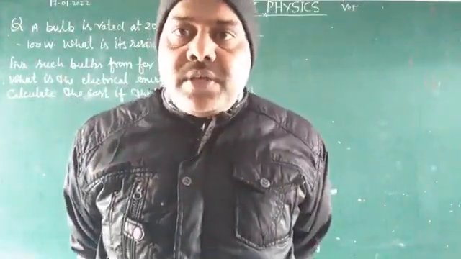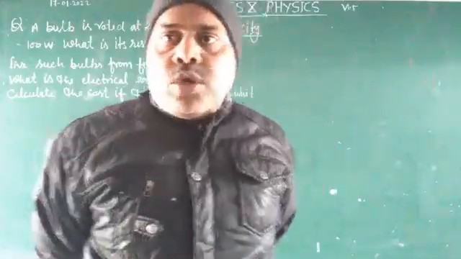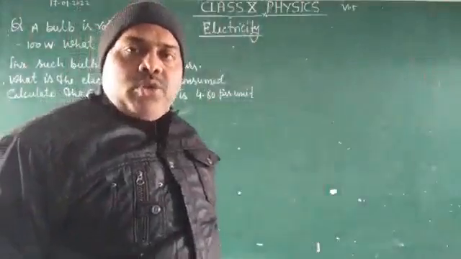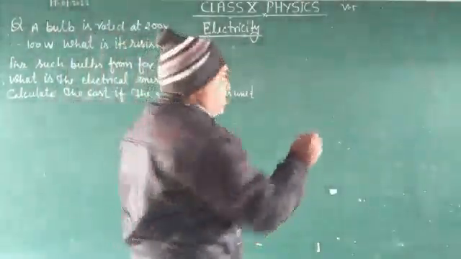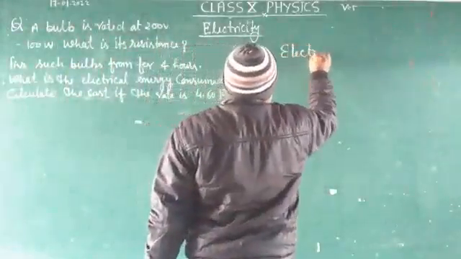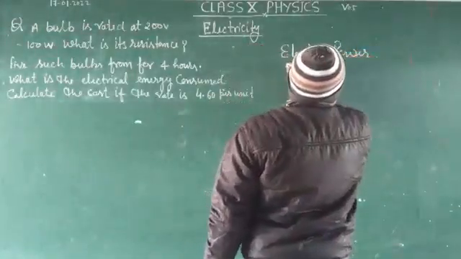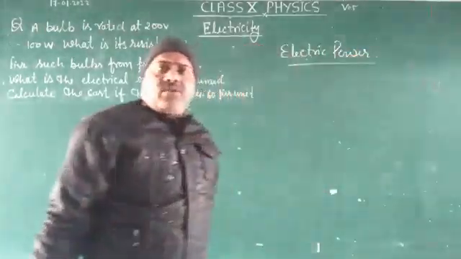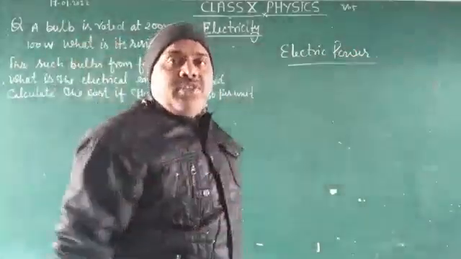The chapter is electricity, and the numericals are based on electric power. I told you in the previous video about electric power. Electric power is defined as the rate of doing work, and the rate at which energy is consumed is also called electric power.